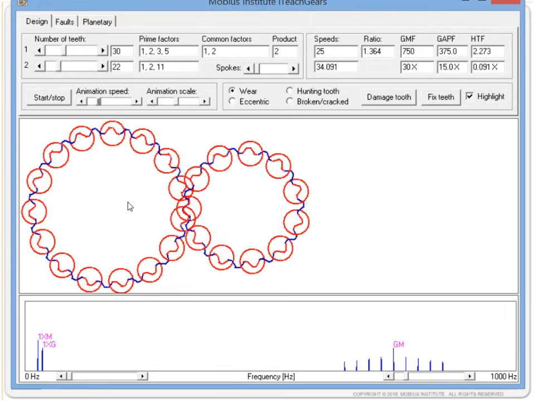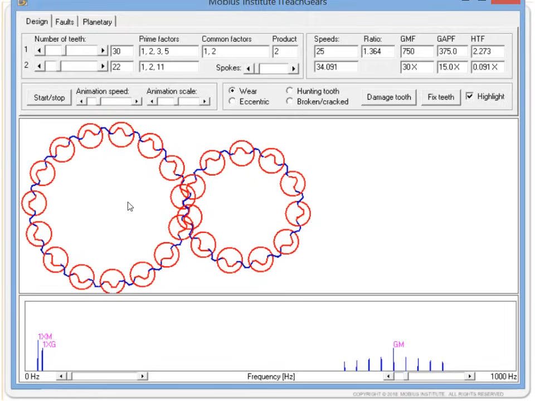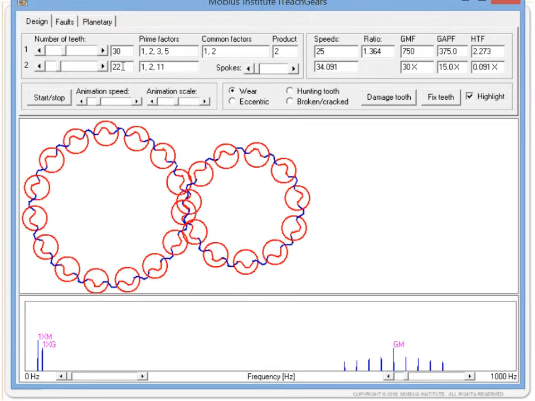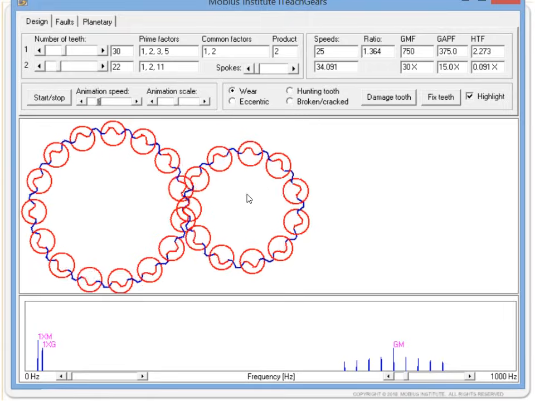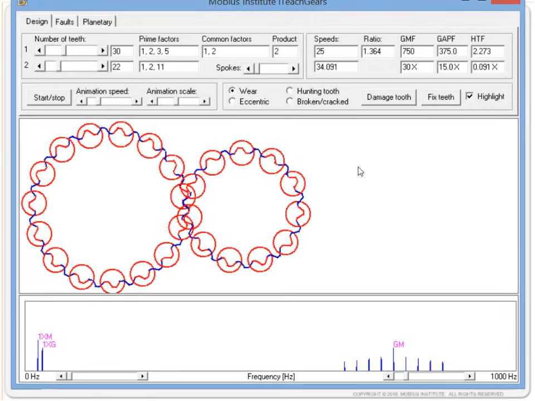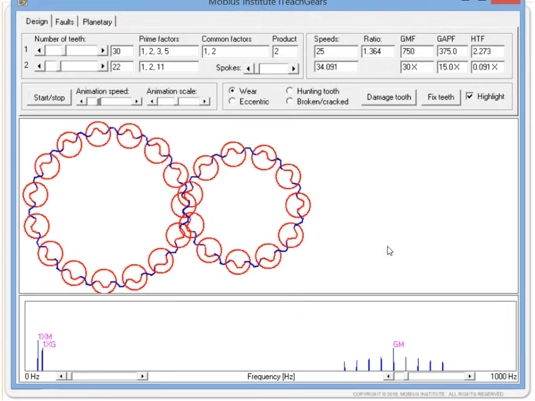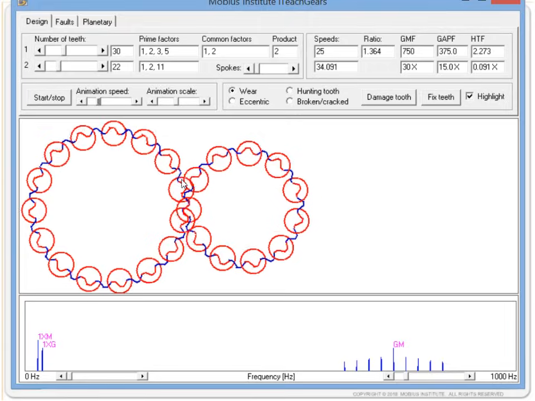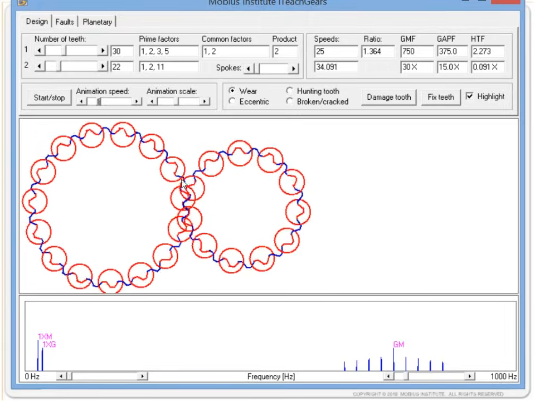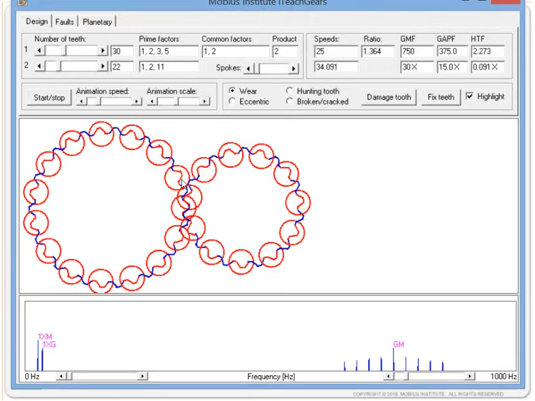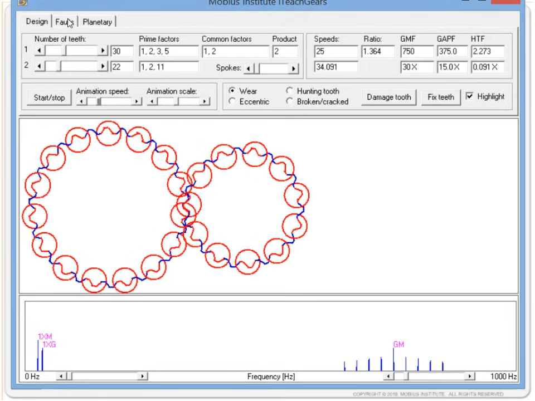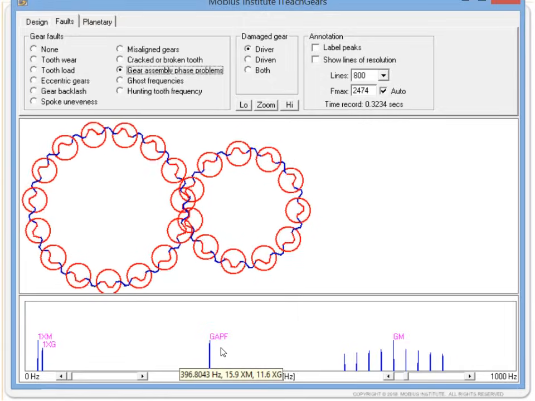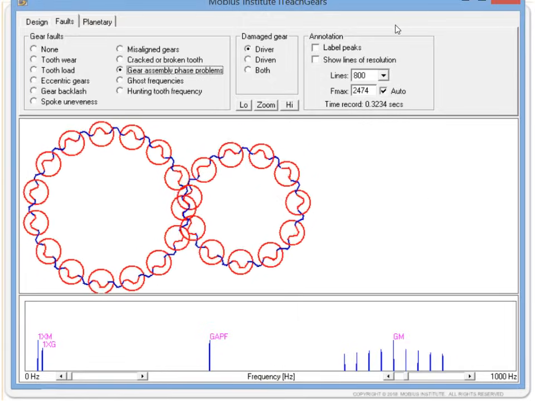So what that means is that instead of just getting a peak at 30 times the running speed of this shaft, or 22 times the speed of that shaft, which comes out to the same frequency, because they're meshing at a certain rate, we also get a vibration that in this case is half of that frequency, because it's only every second mesh that generates additional vibration. So we can see peaks in the spectrum. In fact, I can simulate it here, and we have this gear assembly phase frequency peak, but like I say, we can see that in other machines as well.